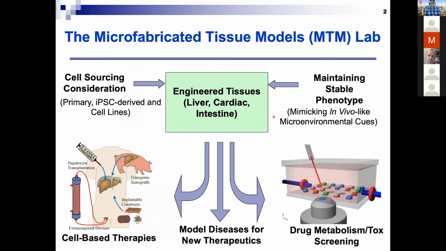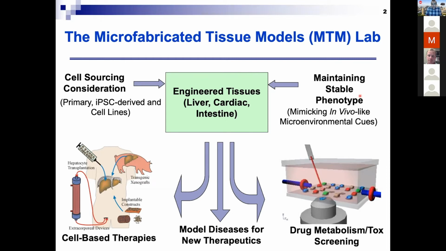And so what we do in my lab is we engineer 3 kinds of tissues currently. We engineer liver tissues, cardiac tissues, and intestinal tissues. And when I say we engineer tissues, what I mean is that we take cells from people who have passed away, or stem cell derived cells or cell lines, and we put them in various biomaterials, and then we try to figure out how we maintain their functions outside of the body. This is what I mean by engineering tissues. So that's one major engineering part of my lab.